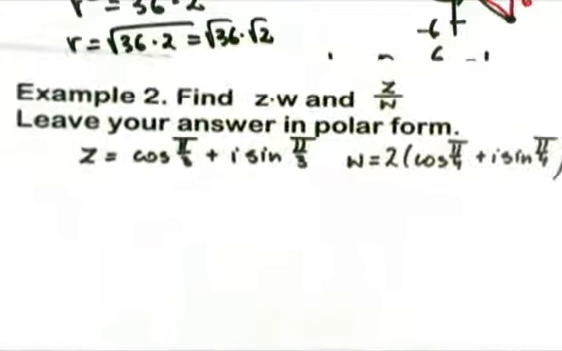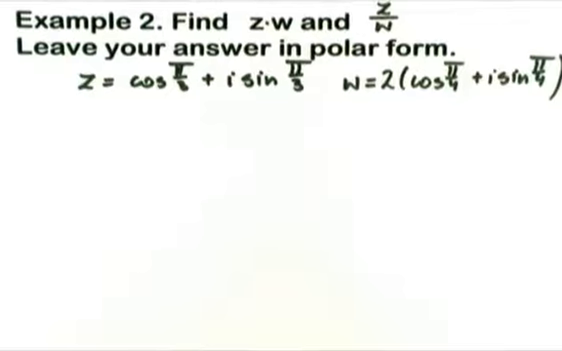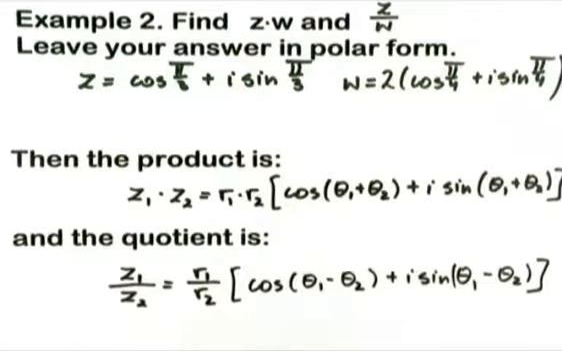Now we have example 2. Find z times w, where z is equal to cos pi over 3 plus I sine pi over 3, and w is equal to 2 times cos pi over 4 plus I sine pi over 4. We need to recall the product and quotient formulae.